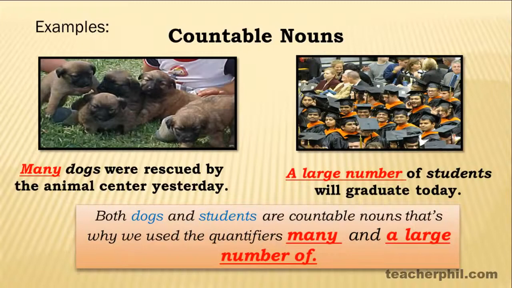The following are examples of sentences using quantifiers for countable nouns. The first one, many dogs were rescued by the animal center yesterday. And a large number of students will graduate today. Both dogs and students are countable nouns. That's why we use the quantifiers many and a large number of.